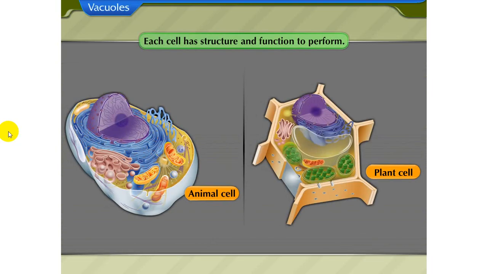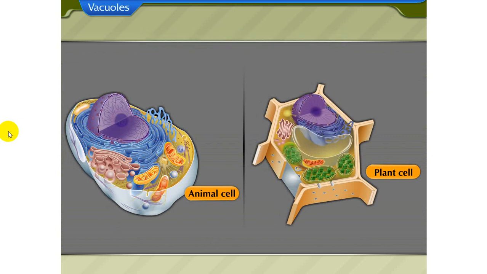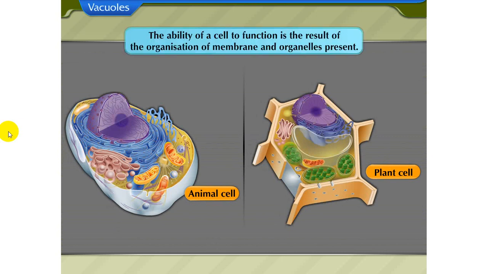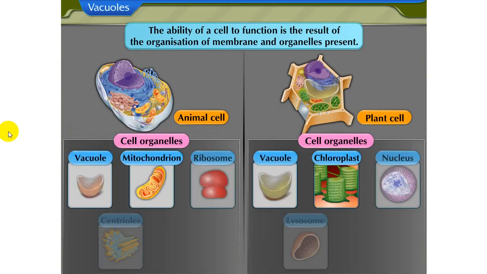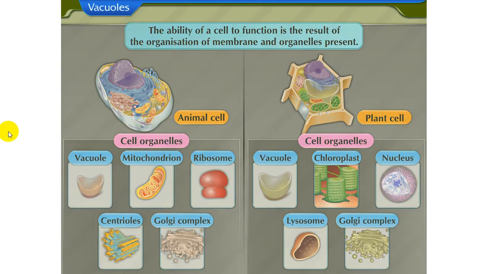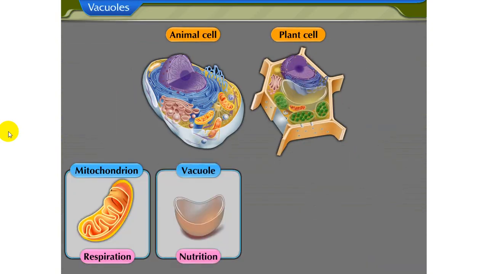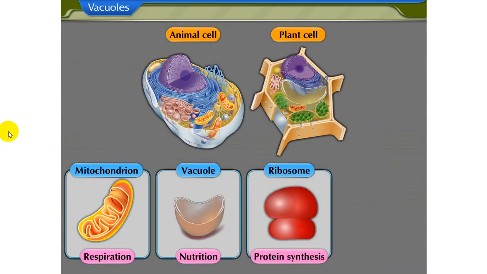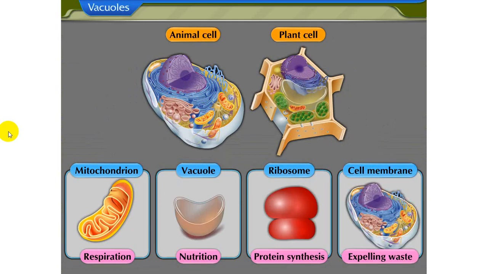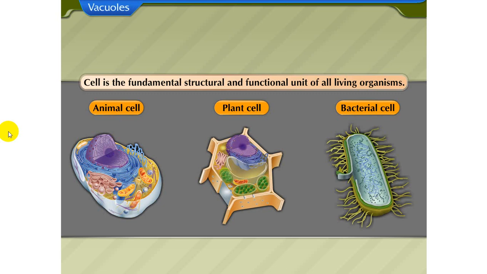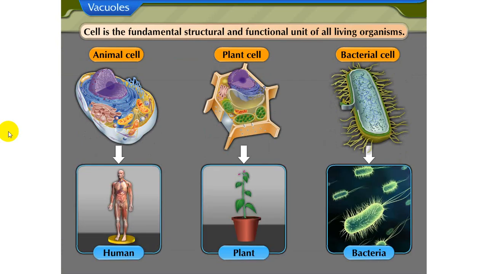Each cell has its structure and function to perform. The ability of the cell to function properly is the result of the organization of its membrane and organelles present in a specific way. A cell has a basic structural organization which helps it to perform different functions like respiration, obtaining nutrition, forming new proteins, or expelling waste materials. Thus, it can be said that the cell is the fundamental structural and functional unit of all living organisms.